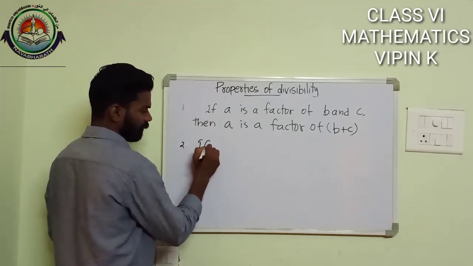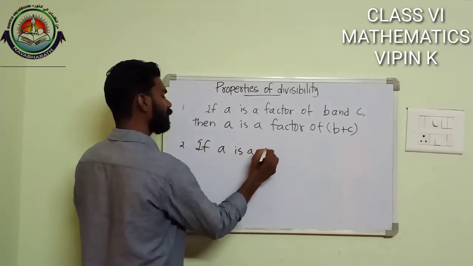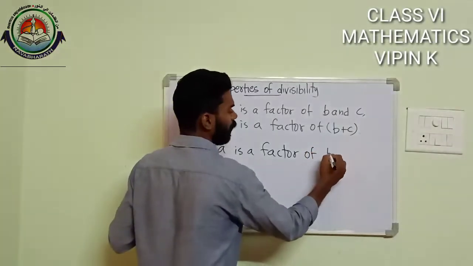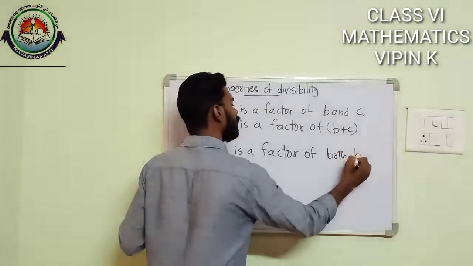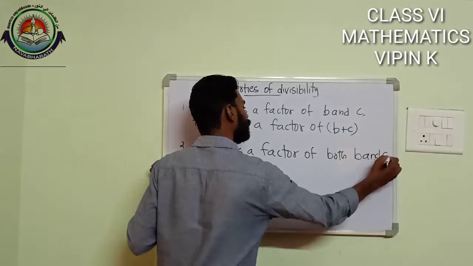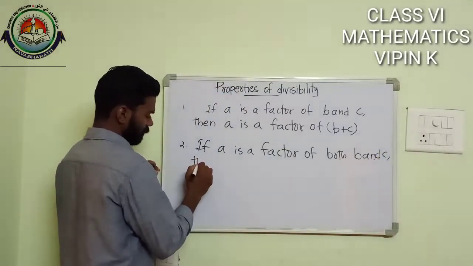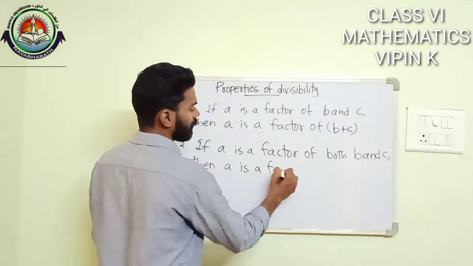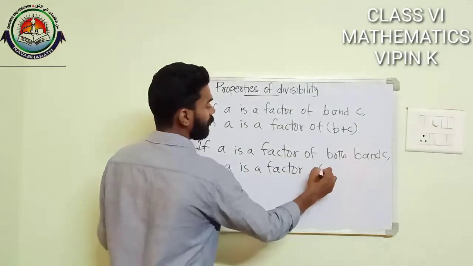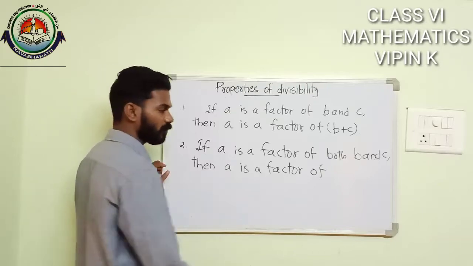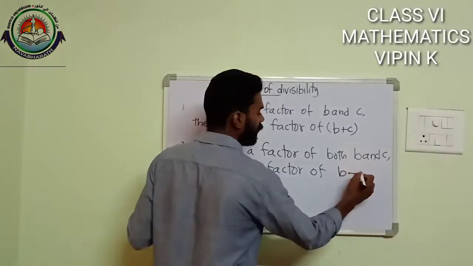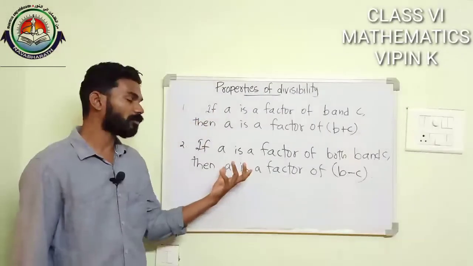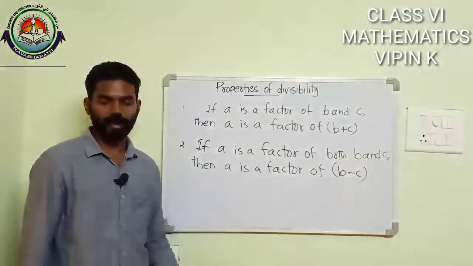If A is a factor of both B and C, then A is a factor of the difference of these two numbers, which would be B minus C also. Okay, so the third and fourth property can be generalized like this.